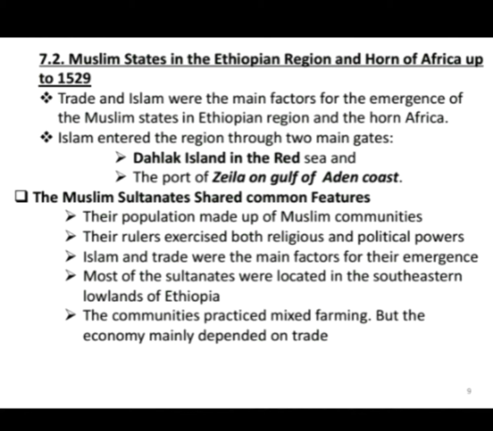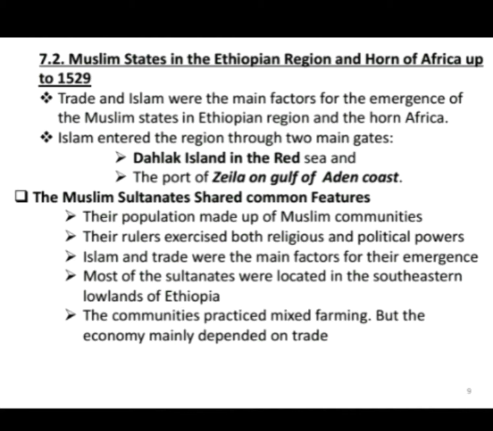region so-called Ethiopia. There are three main gateways for the penetration of Islam to the Horn of Africa, but according to our lesson, for the penetration of Islam to the Ethiopian region there are two main gateways. The first one is through the Dahlak Island, and the second one is through the ports of Zayla.